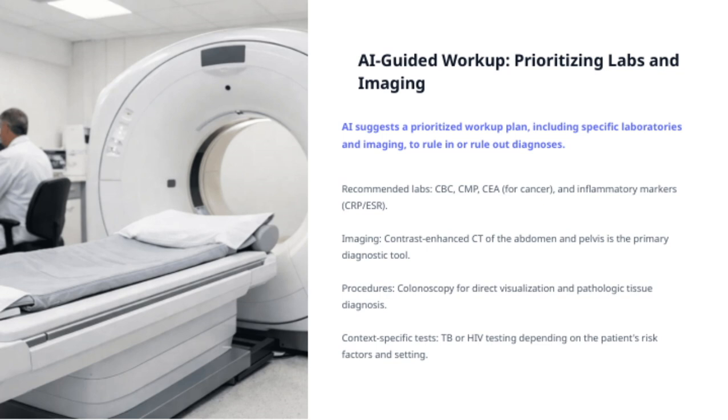We typically order a CBC to check for anemia or infection, a CMP to assess overall metabolic function, and tumor markers like CEA if we're considering cancer. Additionally, inflammatory markers such as CRP and ESR help us evaluate the presence of inflammation.